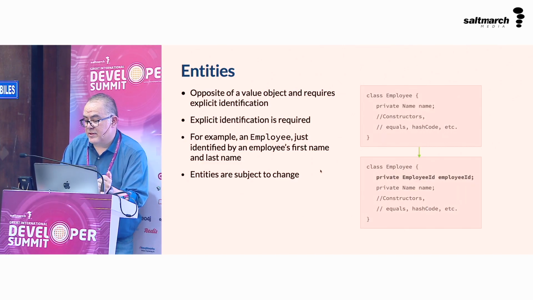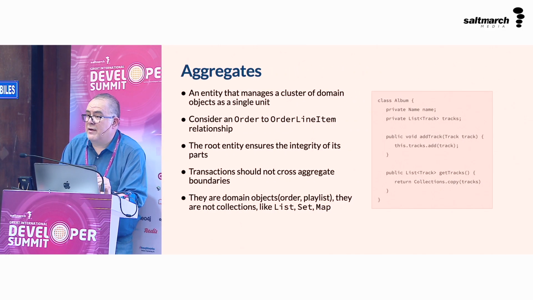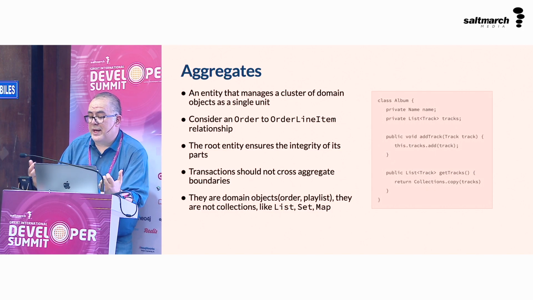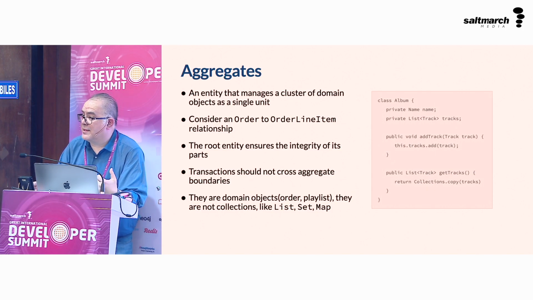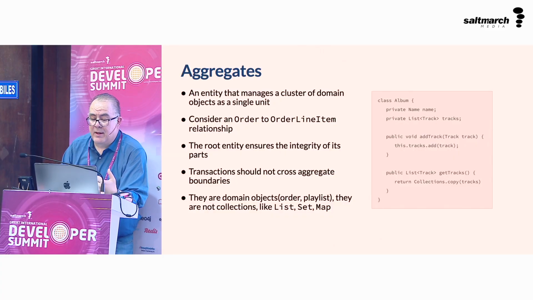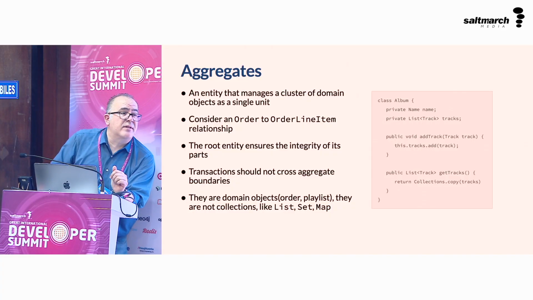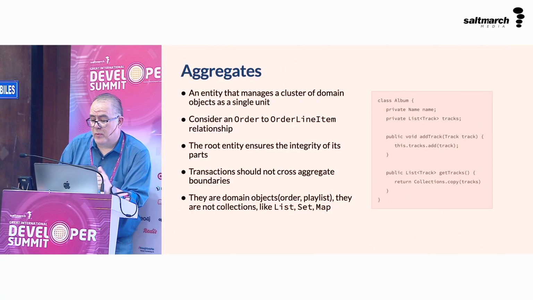Entities have an ID. Take a look at the bottom right-hand side. I have an employee ID with a name, right? That's an entity, something that has an ID associated with it. But we typically don't use entities in and of themselves. What we do is we use entities with what are called aggregates in DDD. These are design patterns that DDD brings, which allow you to design the domain in a certain way. So what's an aggregate? Order to order item, for example. Album to a list of tracks. Those are aggregates. One owns the other.